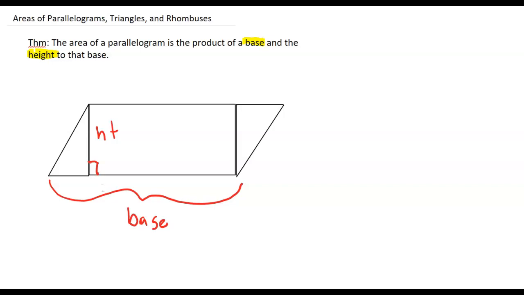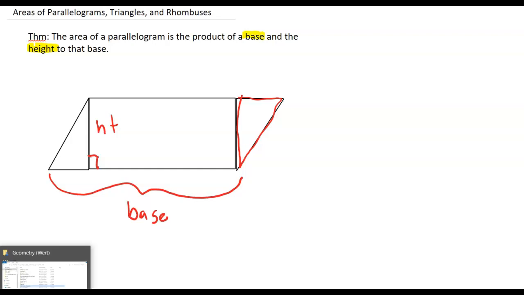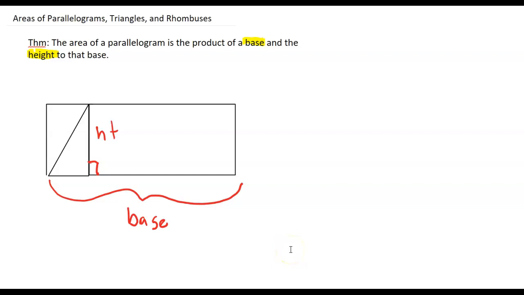Now, why is the area of a parallelogram formula the same as the area of a rectangle formula? Well, what if I took this rectangle right here and moved it? I'm going to pause this and I'm going to show you what happens. Okay, so what I've done is I've taken the triangle that was over here and I moved it over here, and guess what we created? We created a rectangle. So that's why the formula for the area of a parallelogram is the same as the formula for a rectangle.